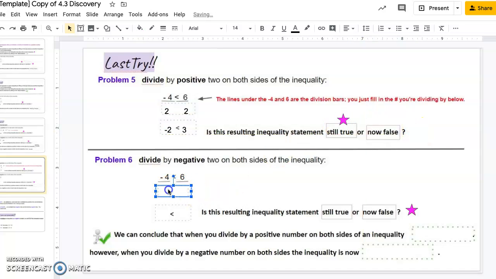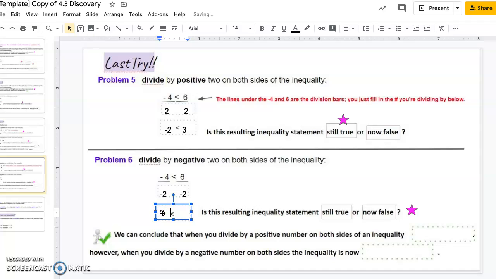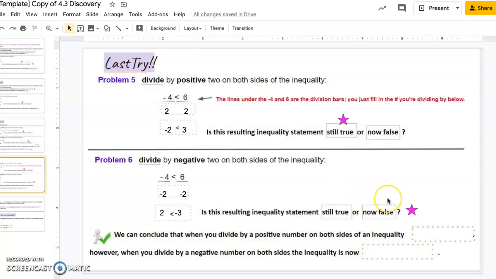Okay, now we're going to divide by a negative 2 on both sides. And when we do that, negative 4 divided by a negative 2 is a positive 2. And a positive 6 divided by a negative 2 is negative 3. Is 2 less than negative 3? No, 2 is greater than negative 3, so that is now false.